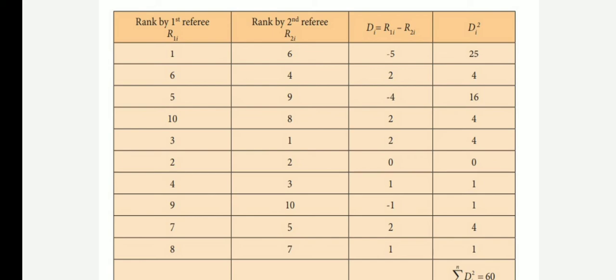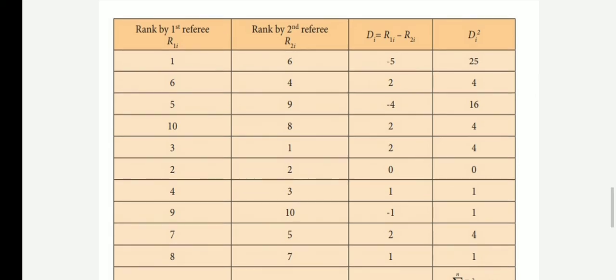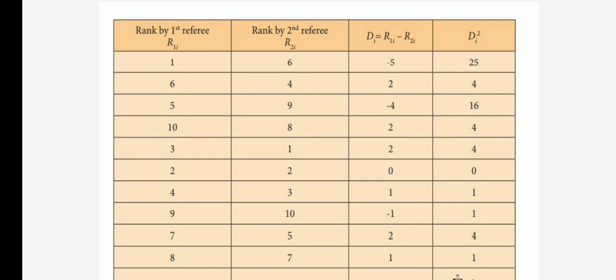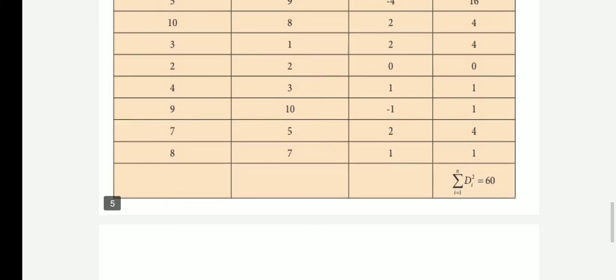6 minus 4 is 2, 5 minus 9 is minus 4, 10 minus 8 is 2, 3 minus 1 is 2, 2 minus 2 is 0, 4 minus 3 is 1, 9 minus 10 is minus 1, 7 minus 5 is 2. Similarly for the others, take the deviation like this and square each value. Minus 5 squared is minus 5 into minus 5, which gives 25. 2 into 2 is 4, minus 4 into minus 4 gives 16. Similarly for the others.